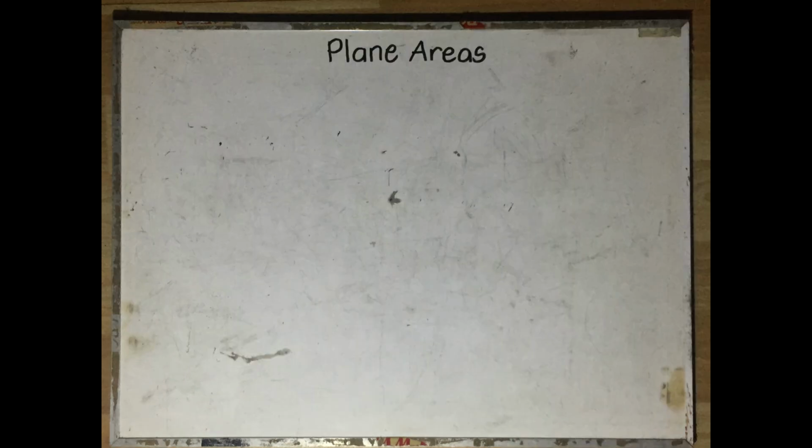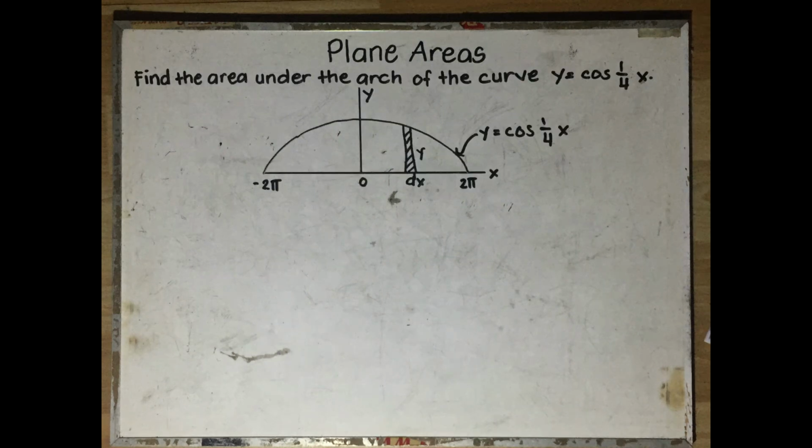For the last part of our tutorial, we will be showing you how to solve for the area formed under a certain curve through integration. In this part, we will be able to determine definite values after we perform integration. First example for our plane area problem, we're going to find the area under one arc of the curve y equals cosine 1/4 x. We will utilize the function of our curve as our subject of integration.